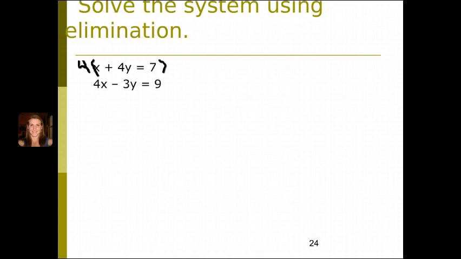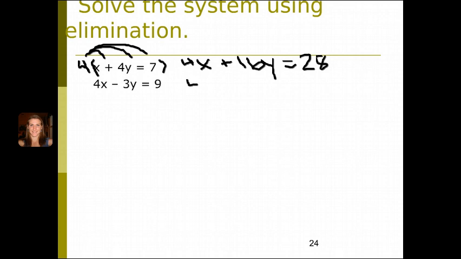When we multiply by 4, we are distributing the 4 to everything inside the parentheses, which would give us 4x plus 16y equals 28. Now I'm going to rewrite the second equation, which is 4x minus 3y equals 9.